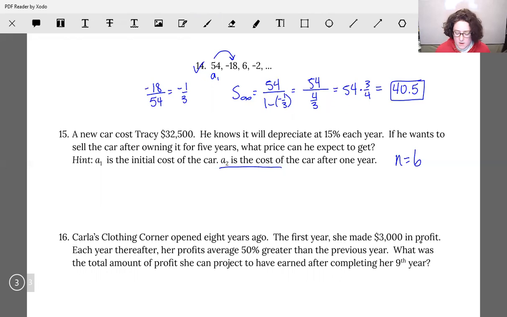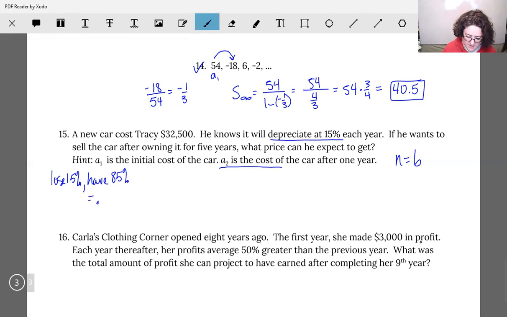So if we depreciate at 15%, what does that mean that we have left? If we lose 15%, what percent do we still have from 100%? Well, we only have 85% left. And just like we did in the previous examples, again, multiply that or move the decimal place over. That's going to be equal to 0.85.